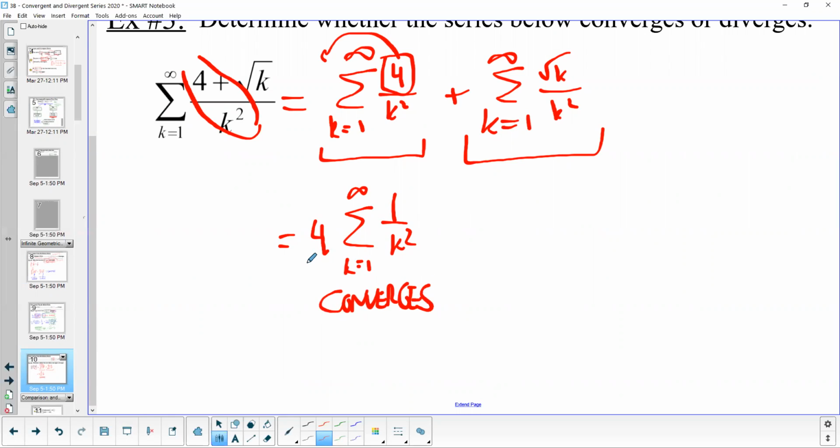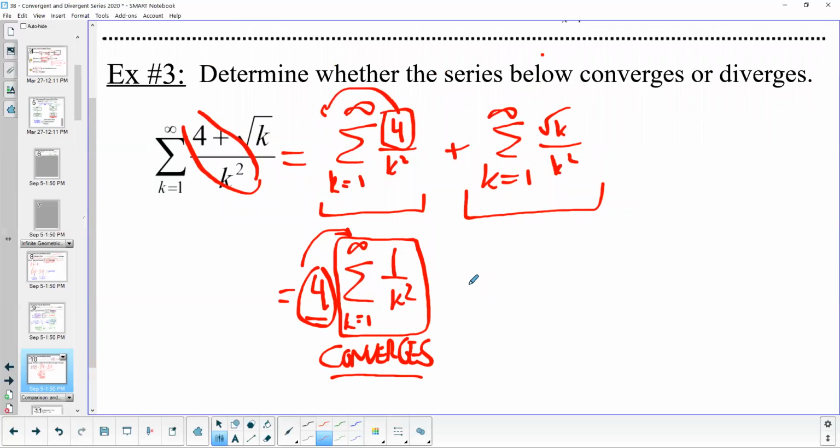Now, if you wonder, what are we doing with the 4? Well, if this part of the series converges to a number, all the 4 is doing is multiplying whatever value that is times 4. And so either way, it's not going to change the fact that the series converges.